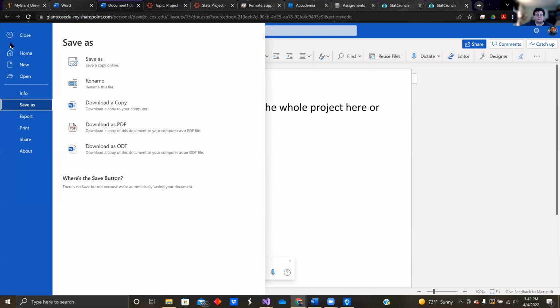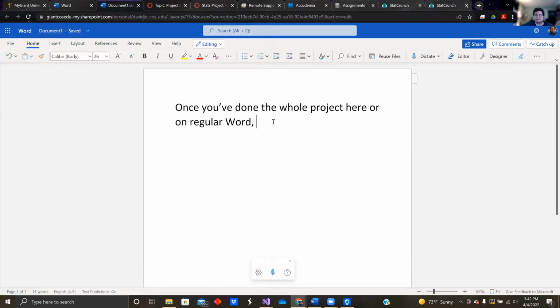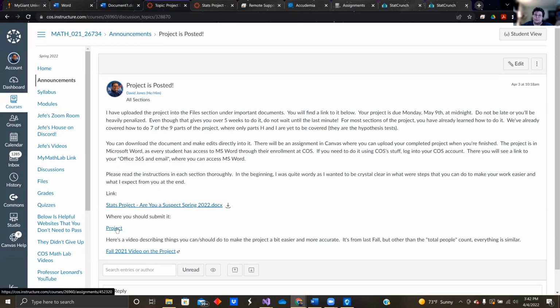So what were the steps? File, save as, and then download Word or download a PDF. Just save it on your computer, because then you'll come back here and there's another link to where you can submit it.